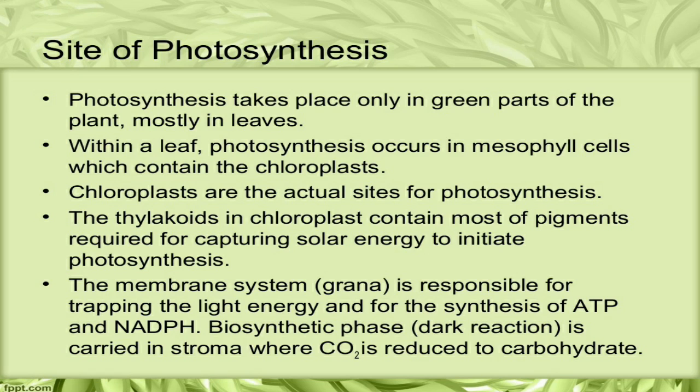Site of photosynthesis. Photosynthesis takes place only in the green parts of the plant, mostly in leaves. Within a leaf, photosynthesis occurs in mesophyll cells which contain the chloroplasts. Chloroplasts are the actual sites for photosynthesis. The thylakoids in the chloroplast contain most of the pigments required for capturing solar energy to initiate photosynthesis.